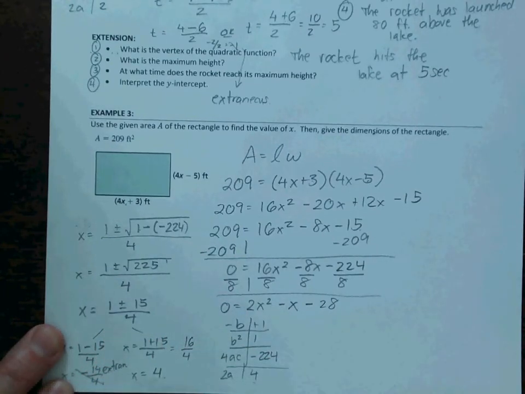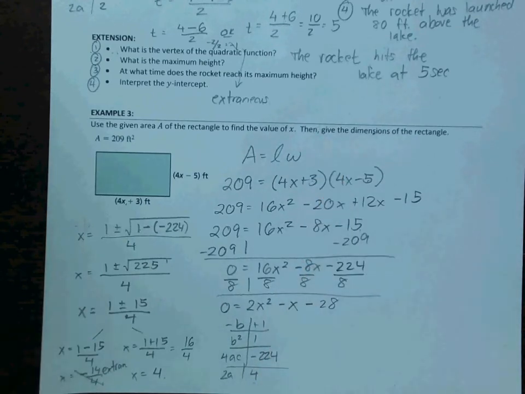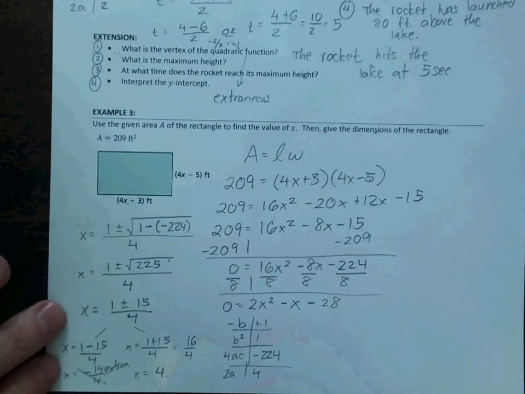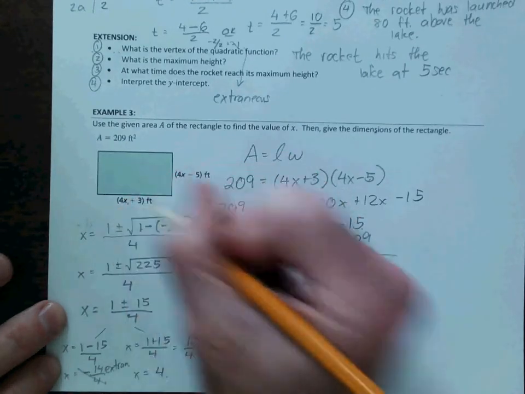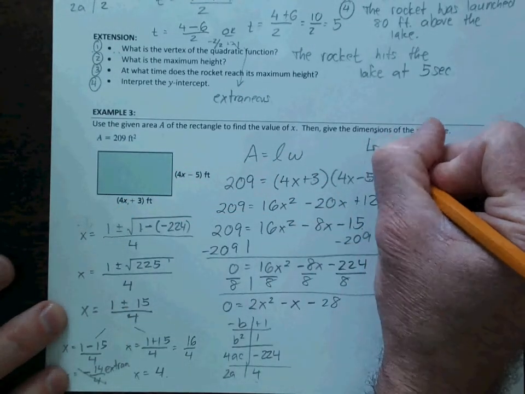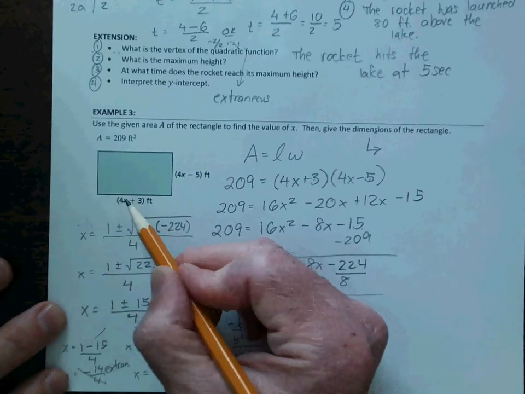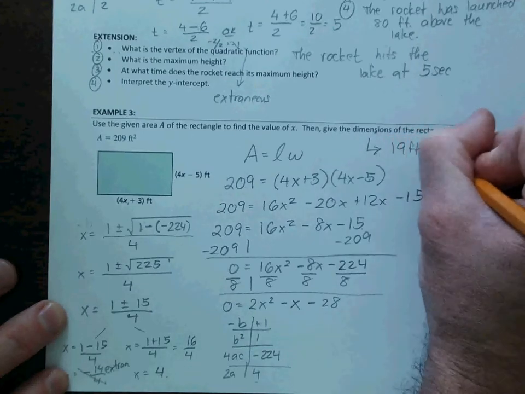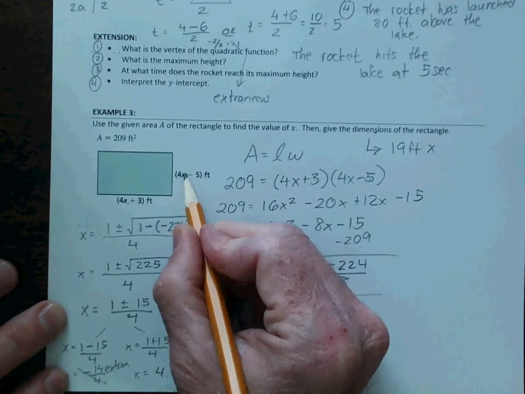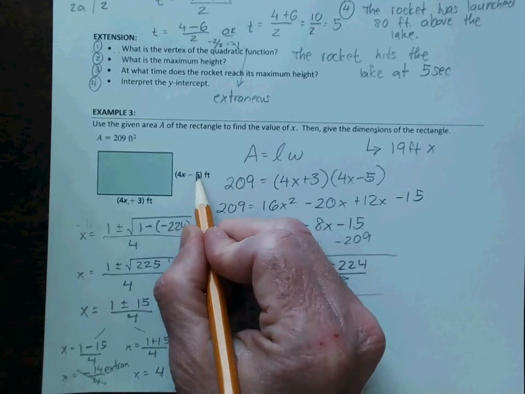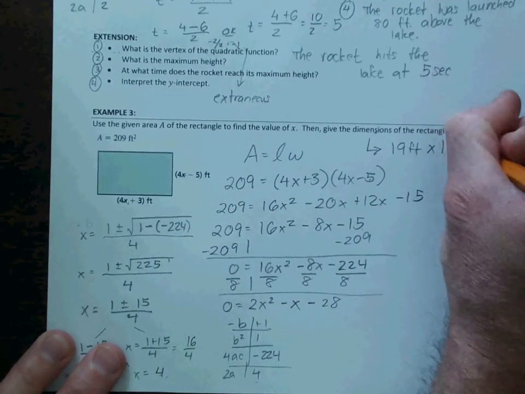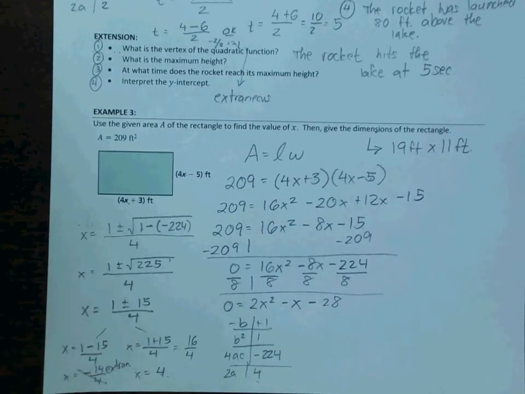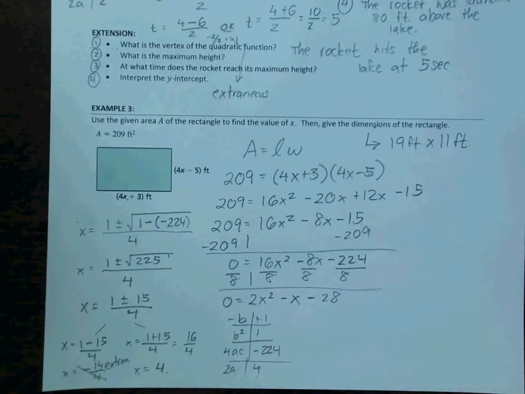So x is equal to 4 is what we're going to go with, but it does ask for the dimensions of the rectangle. So I'm going to plug the 4 in. 4 times 4 is 16 plus 3 is 19 feet, by 4 times 4 is 16 minus 5 is 11 feet. This rectangle is 19 feet by 11 feet. So you may have used factoring in order to solve this problem, but I think the quadratic formula here was pretty straightforward.